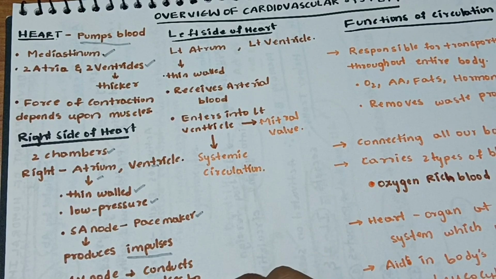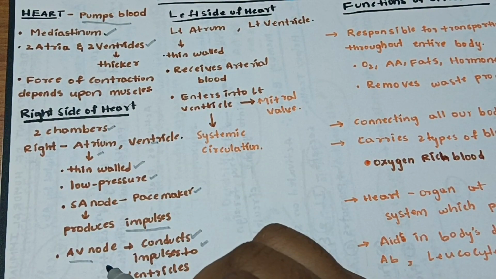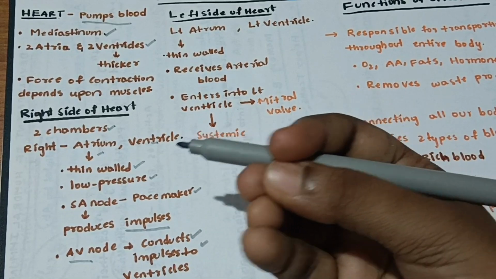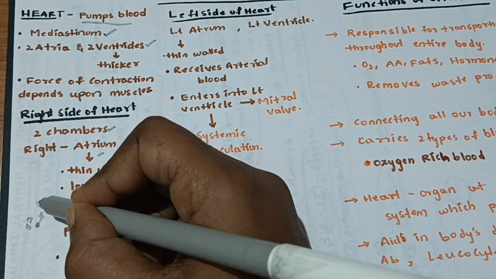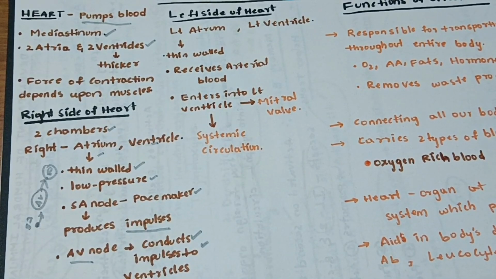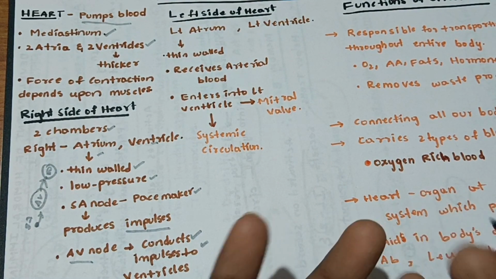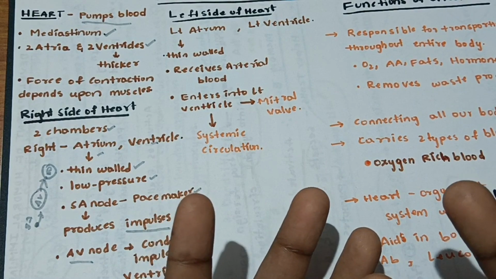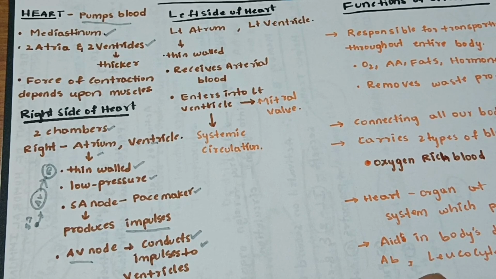Here we also have the AV node, which conducts the impulse. The SA node is present near the right atrium. It generates the impulse and gives it to the AV node. This AV node conducts the impulse to the ventricles. Generation means to produce, to start. To generate impulse we have the SA node, whereas to conduct we have the AV node.